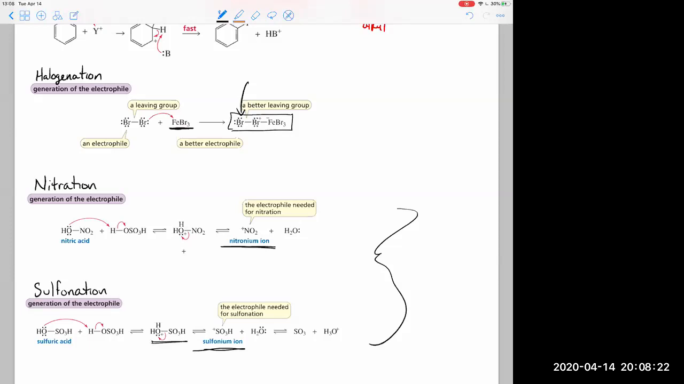So we have sulfuric acid reacting with itself. Now we have protonated one of those oxygens. That makes this a good leaving group. So that will pop off and you're left with your sulfonium ion, which is what's actually going to be reacting with the benzene ring.